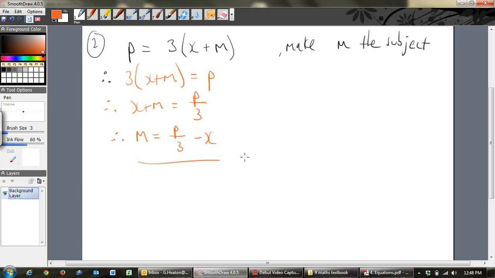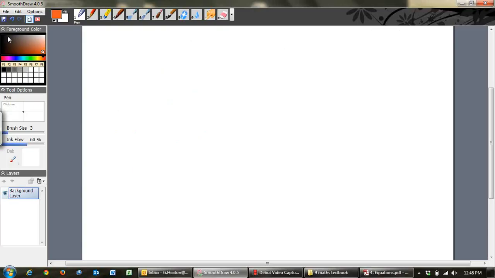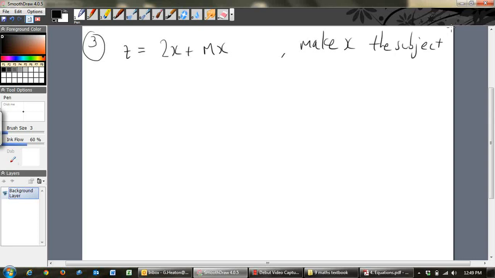Beauty. One more. I want to do a slightly more complicated one. What haven't we done yet? Let's do z. Z equals 2x plus mx, and I want to make x the subject. This is a bit trickier here. Make x the subject. Now what you'll notice is that x is in two places here. We've got an x there and an x there.